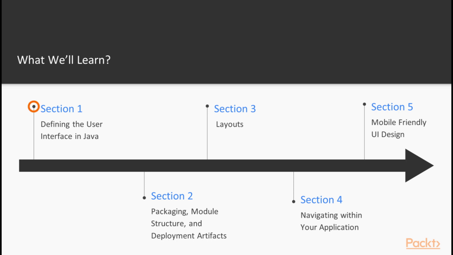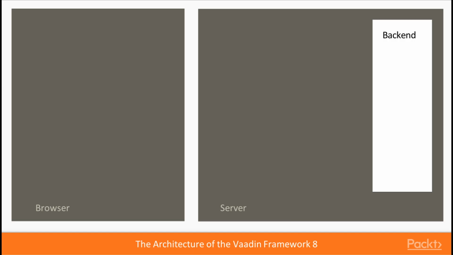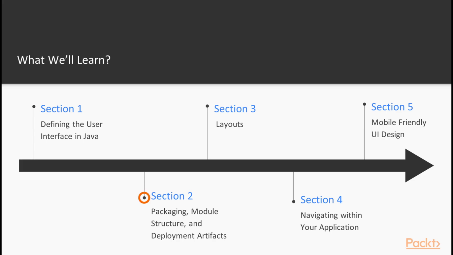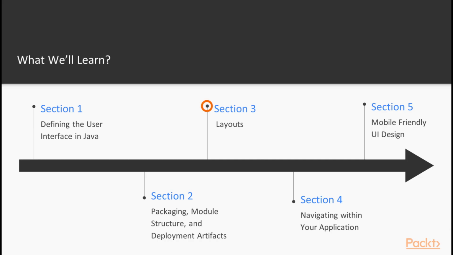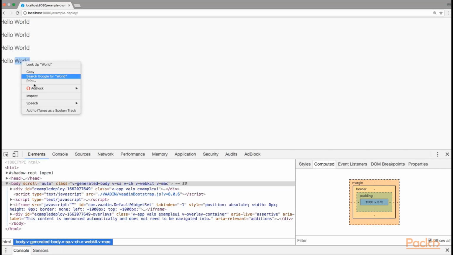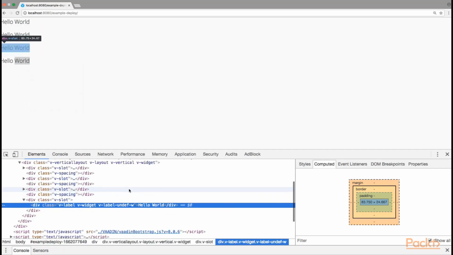We start from the foundation and start building a UI with Java and Vaadin. Once we understand the basics, we modularize our app into different artifacts and modules. The next important thing to understand is the layouts and how to align the components neatly.